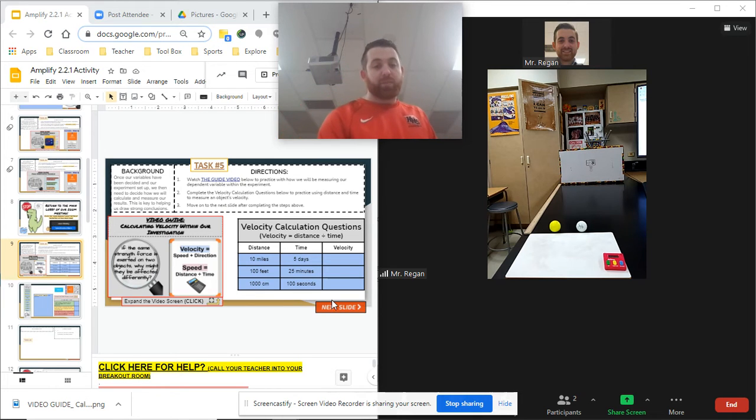We have a few examples here in our velocity calculation questions that give you the distance of some random things. It could be the distance that a car is traveling at a specific speed. It could be the distance that a person is walking at a specific speed. And it could also be the direction maybe some smaller object is traveling at a specific speed. So you're going to practice calculating velocity using the equations we have over here to help you figure out velocity.